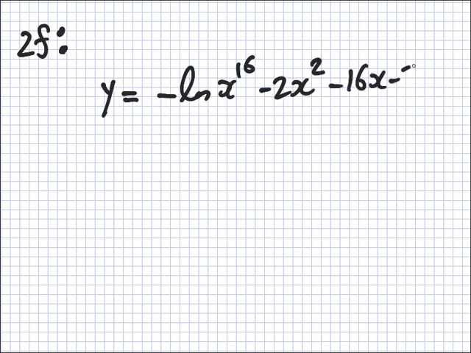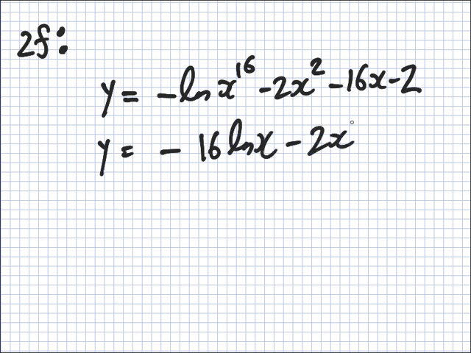You're given the function y equals minus log x power 16 minus 2x squared minus 16x minus 2. And the question was, find the stationary points and determine the nature of the stationary points. So what will I need to do first to get the stationary points here? Yeah, derivative. Well, actually, before I do that, what should I do? Bring the 16 down: minus 16 log x minus 2x squared minus 16x minus 2.